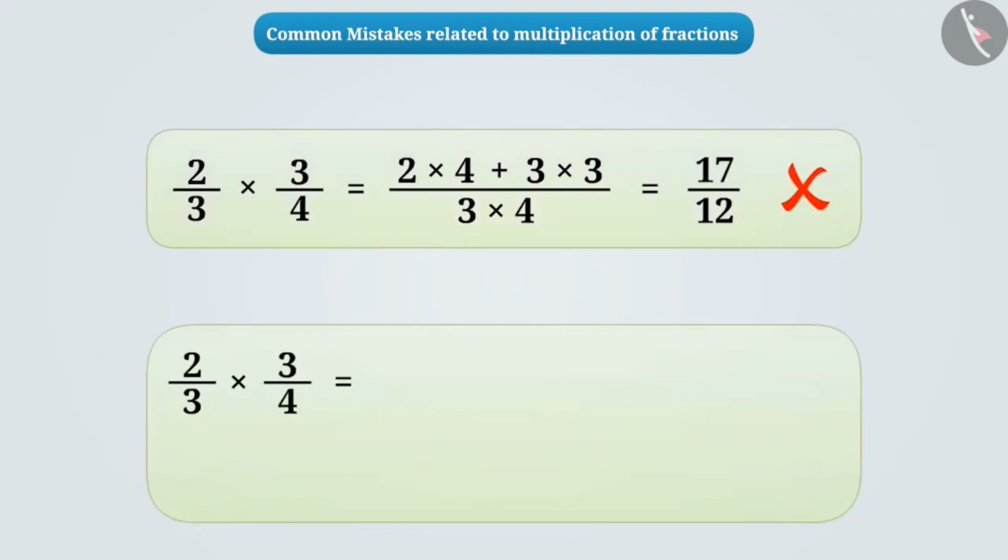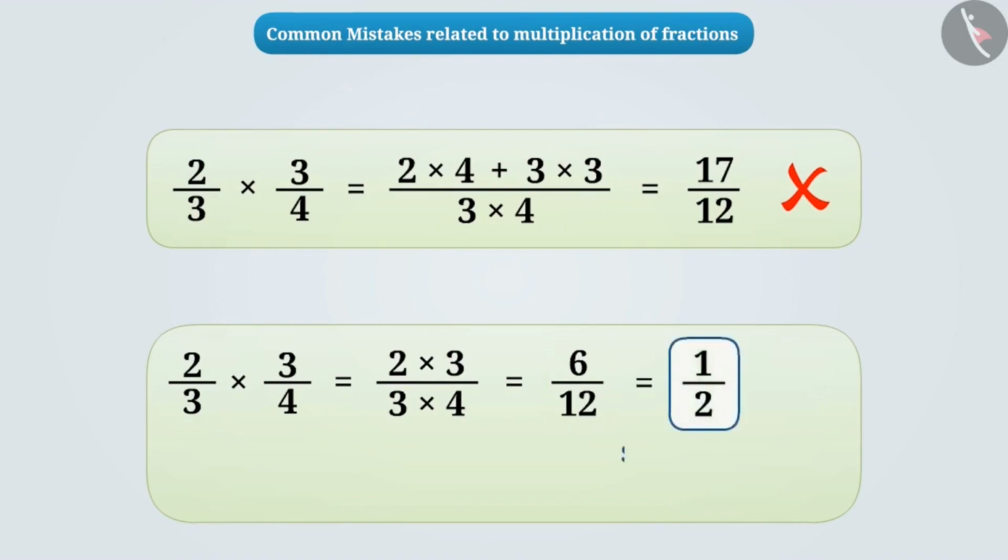The correct method is that the numerator of the result is the product of the numerators of the given fractions, and the denominator of the result is the product of the denominators of the given fractions. Therefore, the correct answer is 6 by 12, which can also be expressed in its simplest form as 1 by 2.